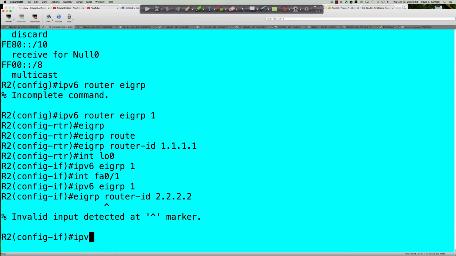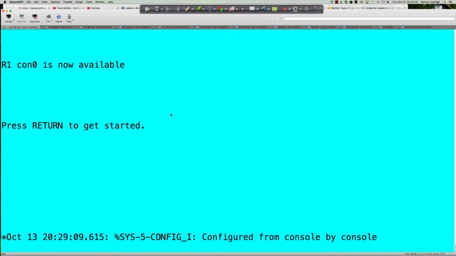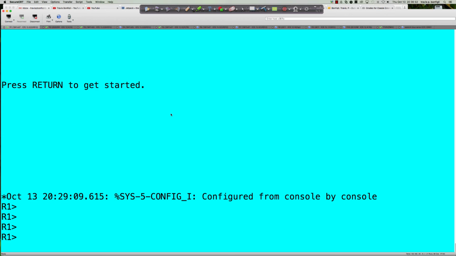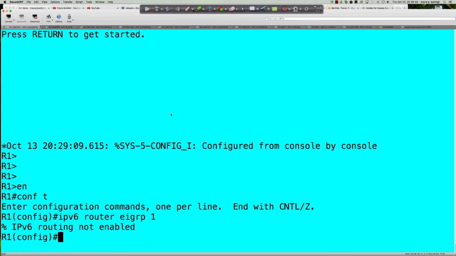So let's get back into IPv6. IPv6 router EIGRP 1, and router ID is 2.2.2.2. So we'll come over here to router 1, and we'll go into global config, and we're going to say IPv6 router EIGRP 1, and there we go.